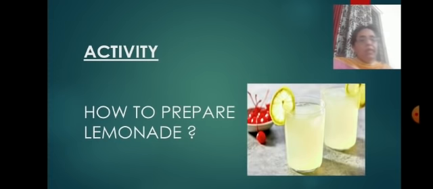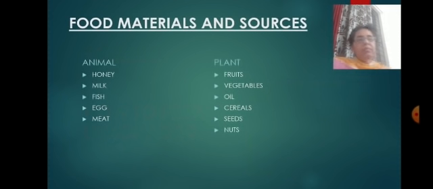Now come to the next, children. While studying today's topic, one thing comes to our mind: food material and their sources. In the previous slide, we have seen the pictures of fish, egg, idli, poha and other things. What do you think, where do they come from?